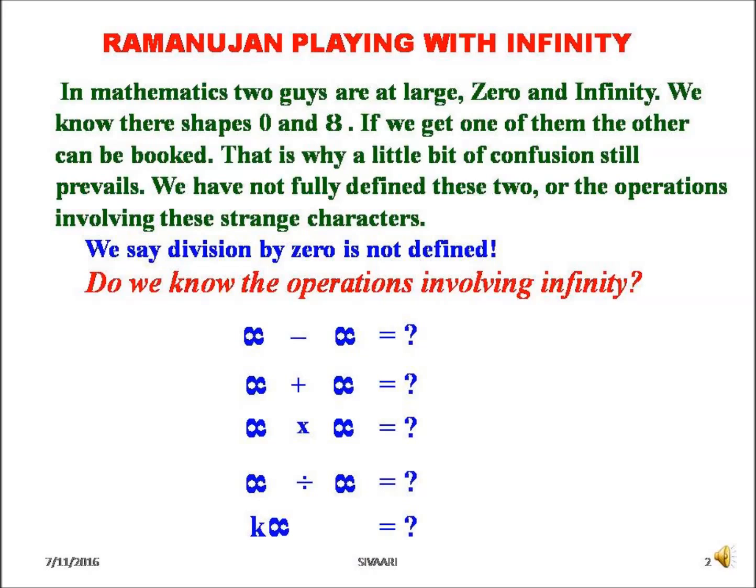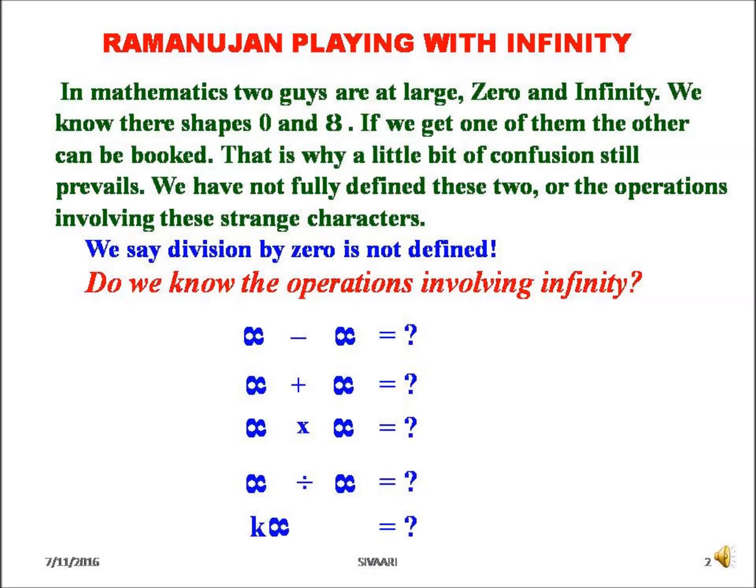In mathematics, two guys are at large, 0 and infinity. We know their shapes, 0 and infinity. If we get one of them, the other can be booked. That is why a little bit of confusion still prevails. We have not fully defined these two or the operations involving these strange characters.